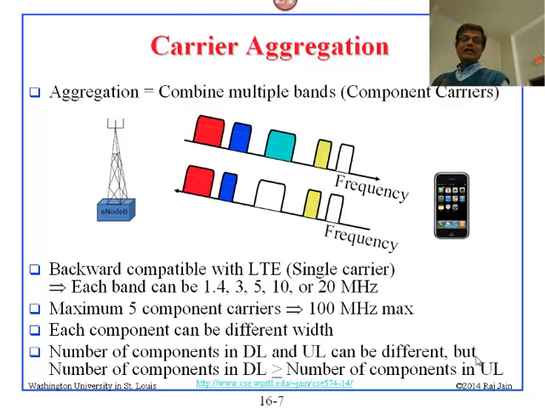So first thing, how do you get 100 megahertz? There is no spectrum where you can get 100 megahertz. Not even at 2.4 gigahertz, not at 5.8 gigahertz. Everywhere the things are much smaller. So how do you get 100? You get 100 by combining many little pieces. And that is called carrier aggregation.